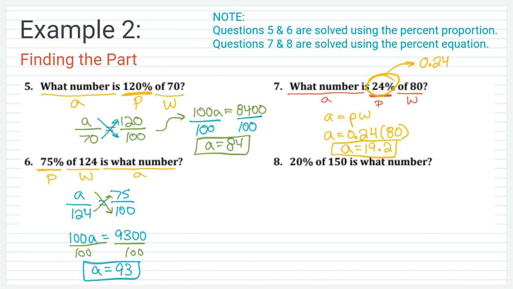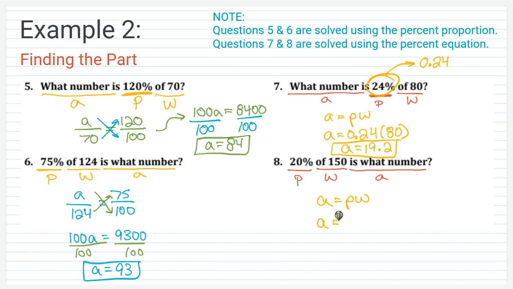So we're going to take a look at one more here. Again, identify the different parts to your problem. We'll start with the percent. 20%, that's my percent. What is it out of? It's out of 150. So that's W. And then that would mean the is what number? That's what I'm trying to find, the part. Once again, with this equation, A equals P times W.